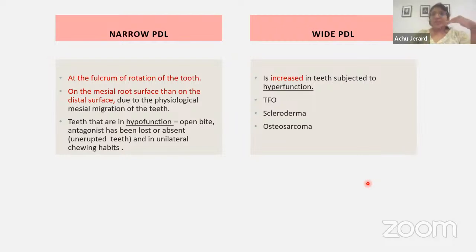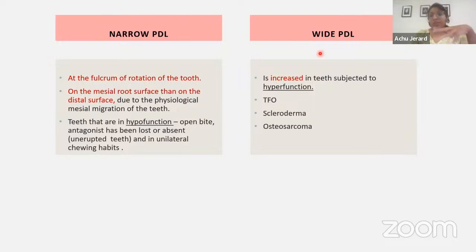So when the antagonist tooth is absent, whether an unerupted opposing tooth or a lost tooth, or in case of open bite, you can see that. Also when a tooth is missing and there is a mesial shift. Physiologically, the tooth moves mesially, right? So when the mesial shift happens, there will be narrowing of the PDL at the mesial root surface.